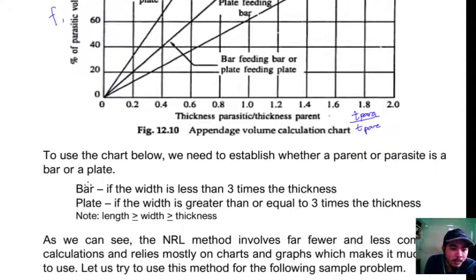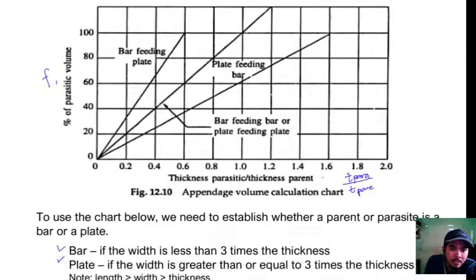So again, medyo na-mention ko to earlier kanina, no? So if you look at this, may iba't ibang line siya depending on the geometry of the parent and the appendage. So for example, if it's a bar parent that is feeding a plate appendage, then we use this line. Kung plate naman yung parent, if the parent is a plate and it's feeding a bar, then we use this line. If they have the same geometry, kunwari a bar parent feeding a bar appendage or a plate parent feeding a plate appendage, then we'll just use this middle line here.